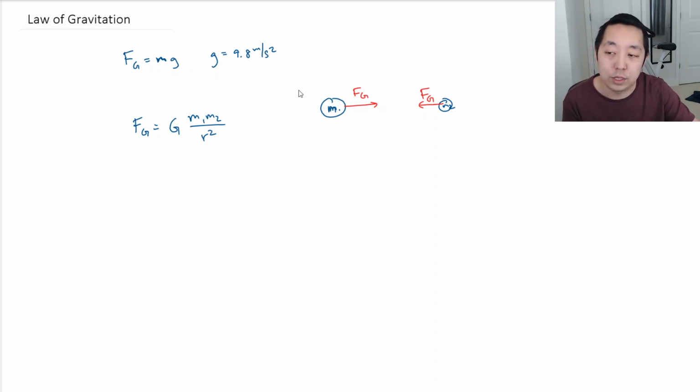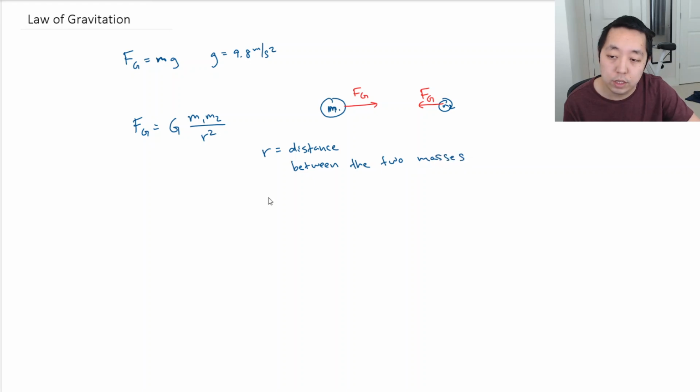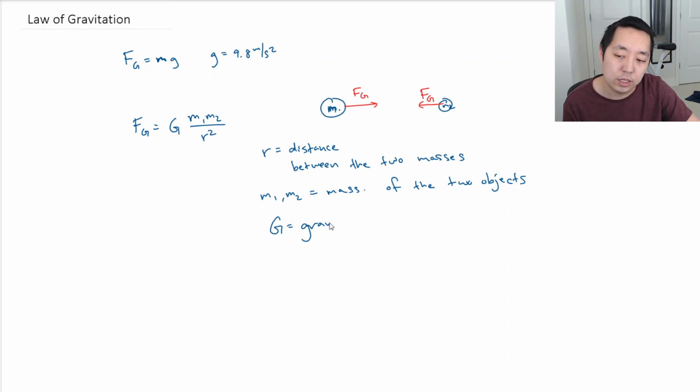Now, the magnitude of this force is not really mg, especially when you're very far apart. It's actually equal to G times the product of the masses of the two objects divided by r squared. So r equals the distance between the objects. m1 and m2 are the masses of the two objects. And G is a gravitational constant.